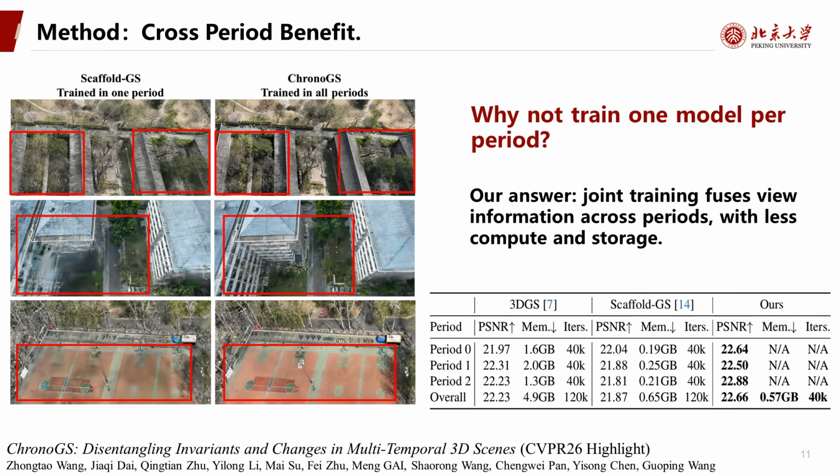Why not just train one separate model per period? Our answer is that joint training across all periods fuses view information together, yielding better geometry, while saving both compute and storage compared with independent per-period models.